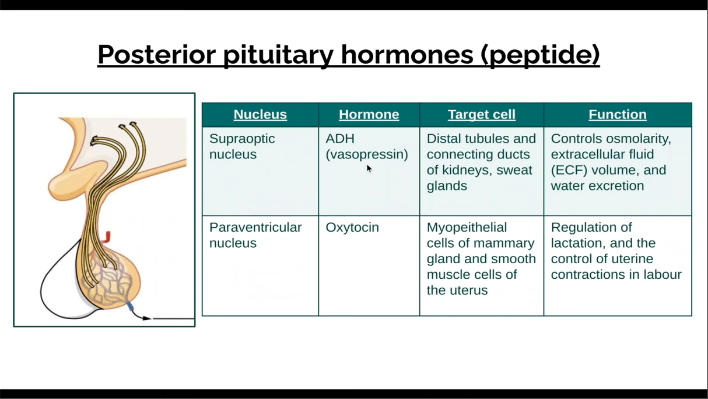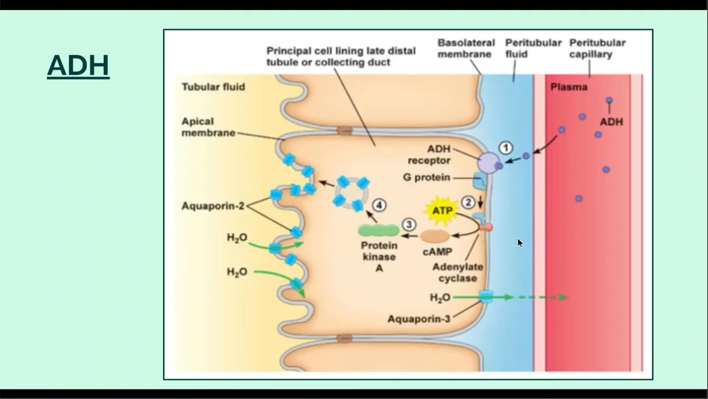glands. Oxytocin, on the other hand, regulates lactation and controls uterine contractions during labor. So the target cells are basically the myoepithelial cells of the mammary gland and smooth muscle cells of the uterus. Here I just wanted to highlight some of the principles that we talked about. So you'll see how it's actually coming to action over here.